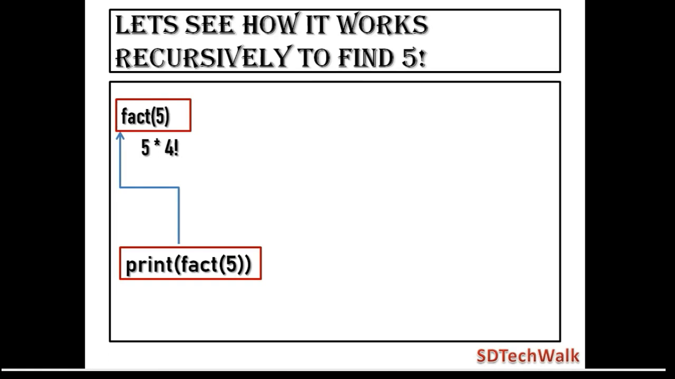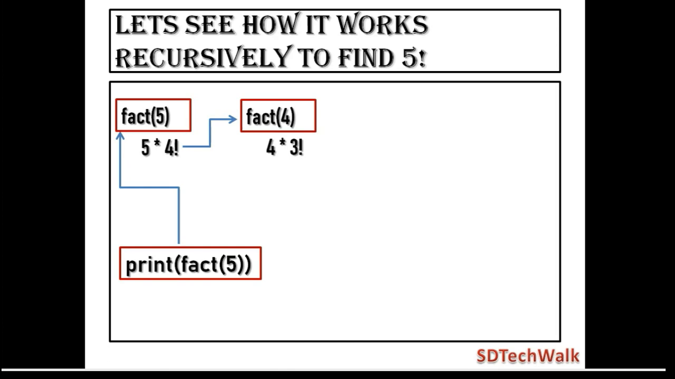Again, this 4 factorial will call the same function. That means it will call itself. How does it call itself? It will pass 4 as the n value, and the same function is called again, that is fact of 4. So how will fact of 4 be calculated? 4 into 3 factorial.